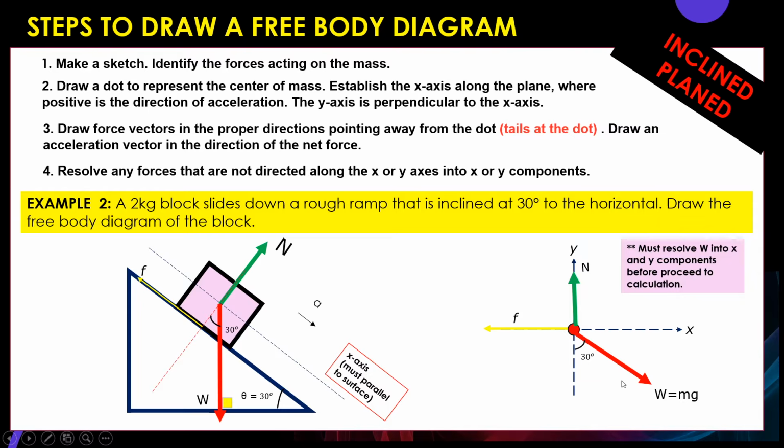Okay, so again, we need to resolve W into X and Y components before proceeding to calculation. So we're going to have WX, which is W sin 30. Okay, remember, line yang jauh daripada angle mesti sin. Line yang dekat dengan angle mesti cos. So WX, sorry, this should be WY. Okay, so WY is equal to negative W cos 30. Okay, next.